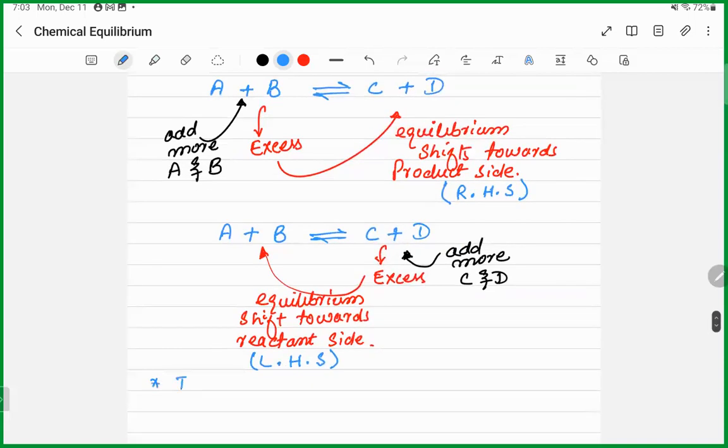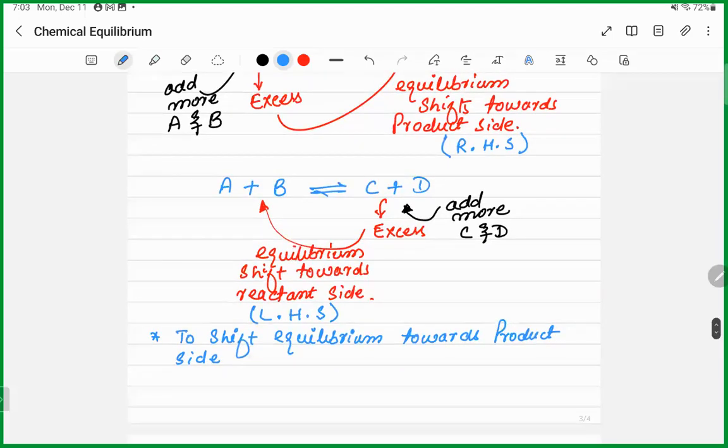Statement: to shift equilibrium towards product side, either add more reactants or remove product.